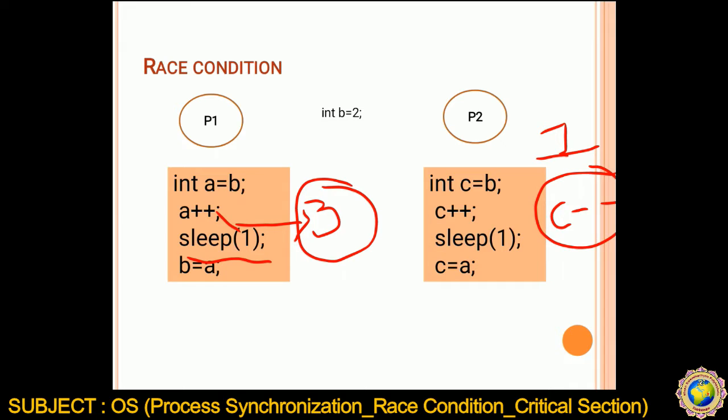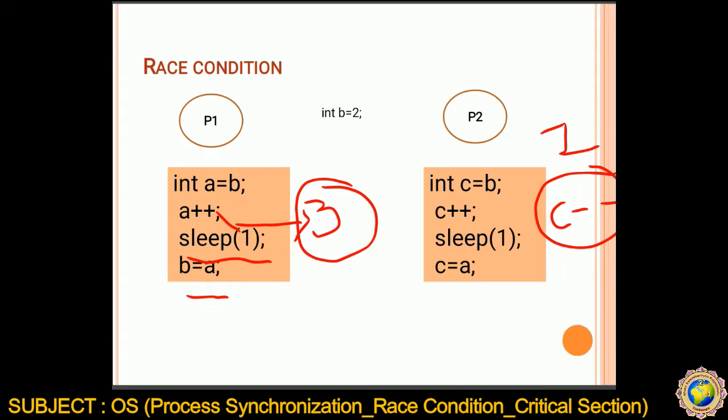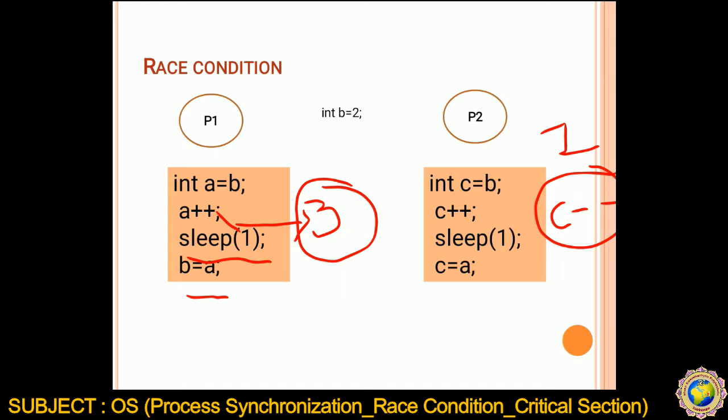Okay. So, next sleep. So, it will resume the P1 process. Now next B equal to A. See here we have seen B equal to A. B equal to A, that means the value of B, that is 3. Right? And next C equal to A.